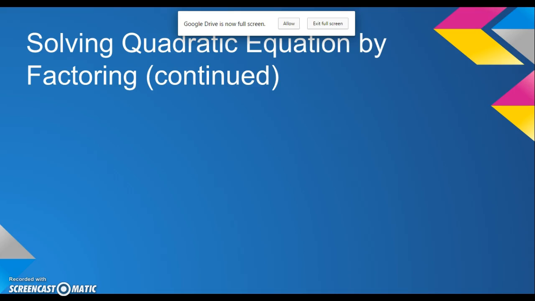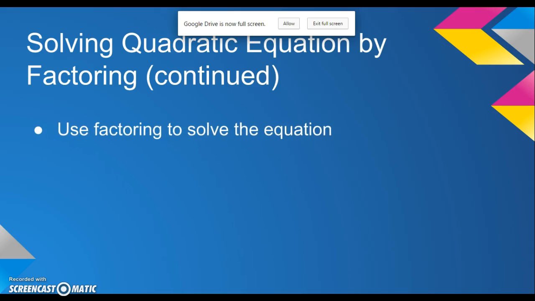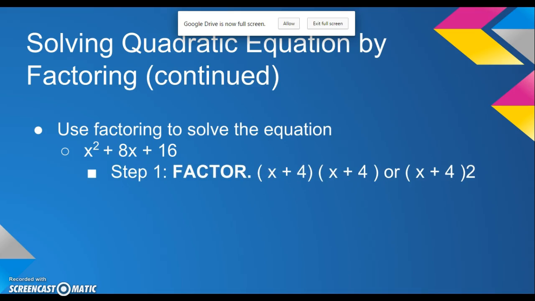This is another example you might want to use. Use factoring to solve the equation, like before. The example is x squared plus 8x plus 16. Step 1 is factoring: x plus 4 times x plus 4, or x plus 4 squared. Sorry about the little typo there. It's supposed to be squared, not a regular 2.